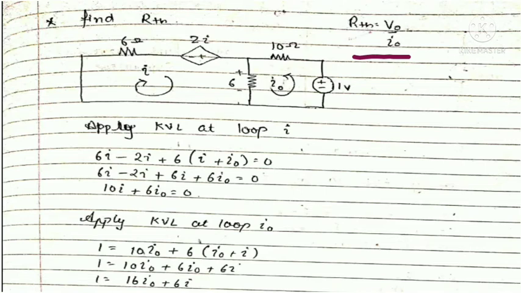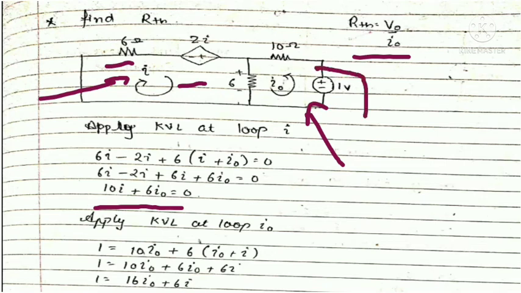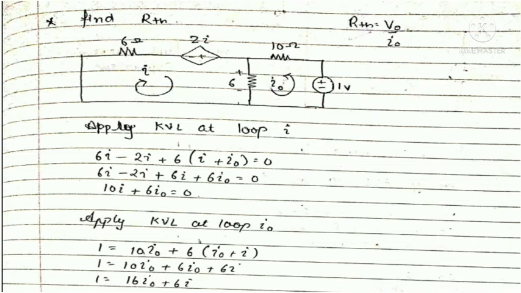Now apply KVL at loop I. There are two loops. In this loop, what will be the equation? 6i minus 2i plus 6i plus i0, same as previous one. This equals 10i plus 6i0 equal to 0. Now applying KVL at i0, we get 1 equal to 10i0 plus 6i0 plus i. So 1 is equal to 16i0 plus 6i. We have got two equations: first is 10i plus 6i0 equal to 0, and 1 is equal to 16i0 plus 6i.